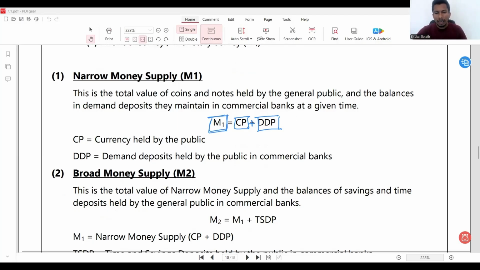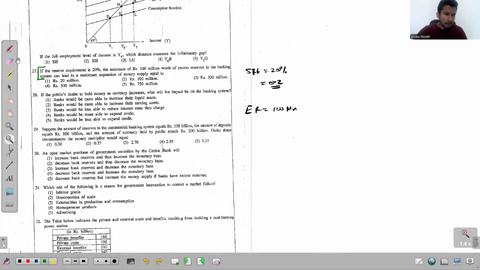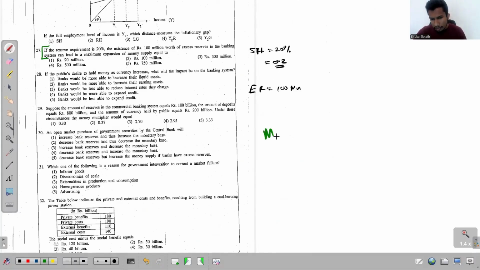So if you remember that, now come to the question once again. So we can write, right? We can write, this is about the money supply, the first definition. So currency held by the general public plus demand deposits held by the general public.